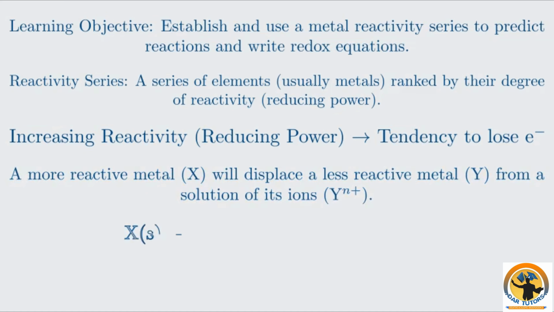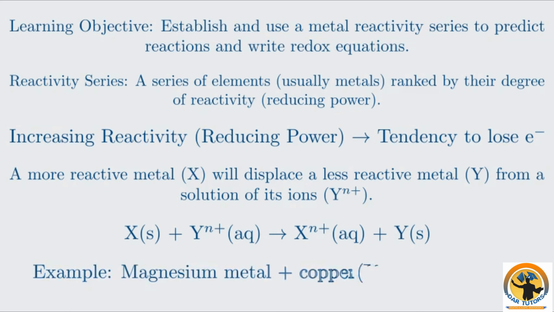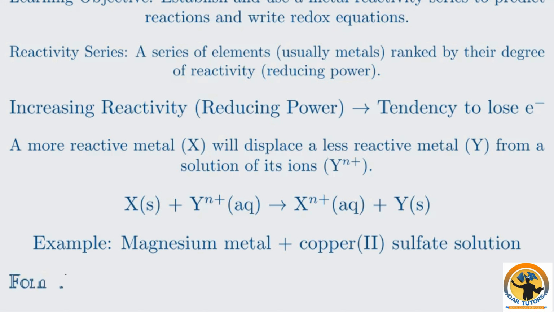The general equation for this is metal X reacting with the ions of metal Y to produce the ions of metal X and solid metal Y. Let's look at an example from the IB chemistry text. The reaction between magnesium metal and copper(II) sulfate solution. We can write this as a chemical equation. The formula equation is Mg solid plus CuSO4.